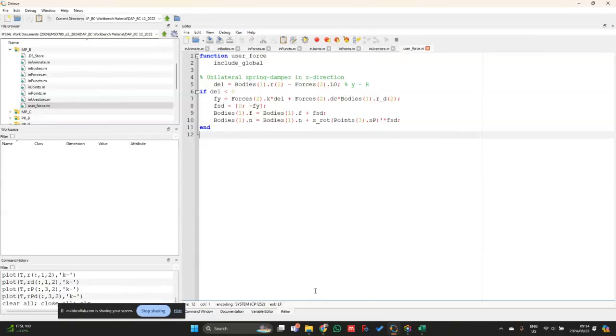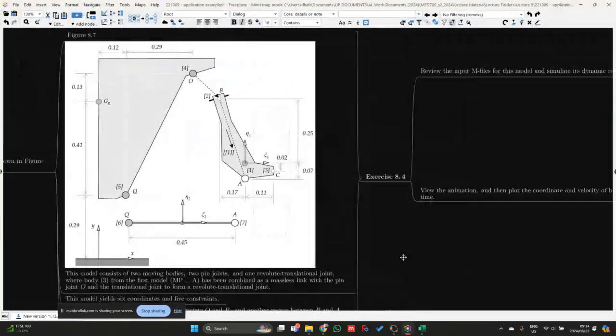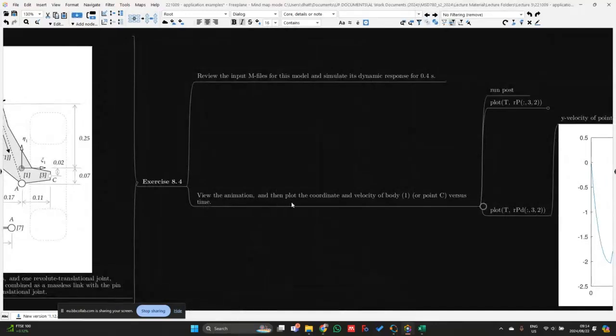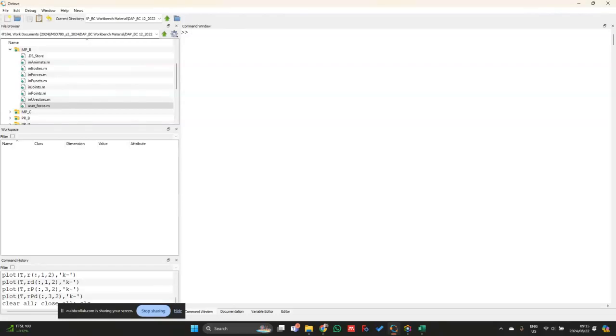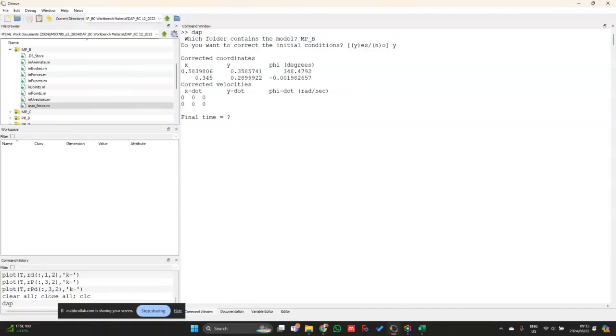So then it says view the animation and plot the coordinate and velocity of body 1 or point C versus time. We're going to plot it for 0.4 seconds, and we can once again use a 5 millisecond step. So over here I'm just going to say gap MP underscore B. I'm going to correct the initial conditions, use a final time of 0.4 seconds, and then a reporting time step of 0.005.